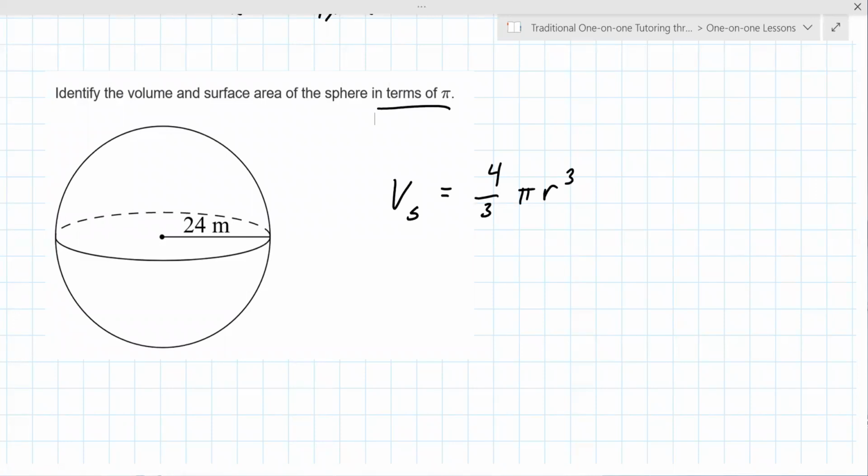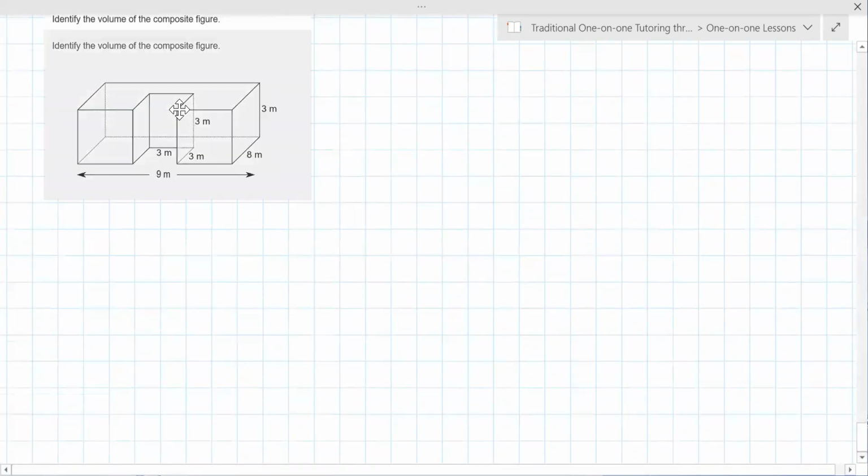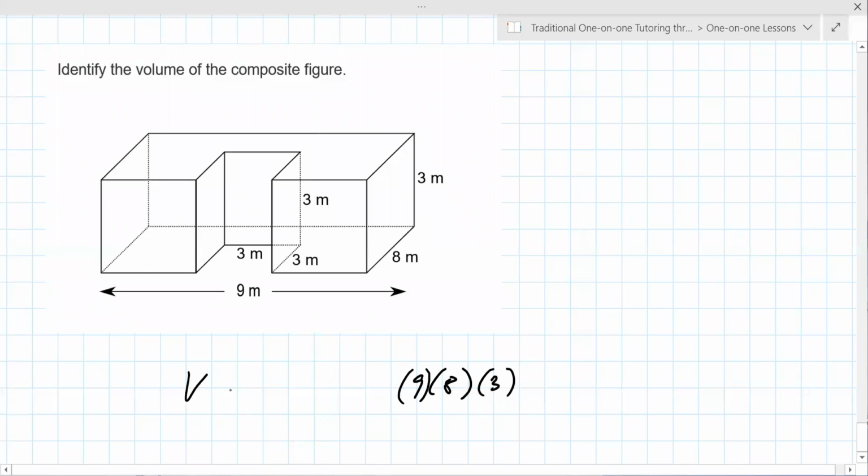Okay, we looked at this problem recently. It's a composite figure. And so you've got to find the volume of the big slice of butter. Well, we know it's length times width times height. So that's 983. Perfect. And then you subtract the part that's been cut out, which is 3 times 3 times 3, which is 27, or 3 cubed. Good.